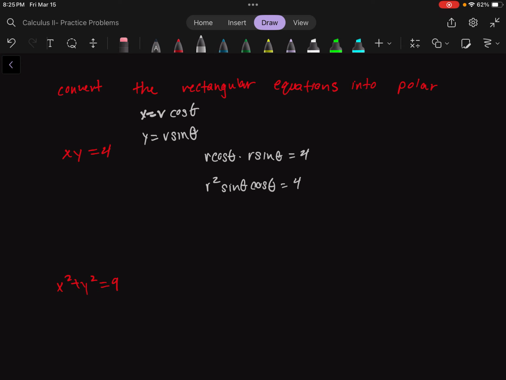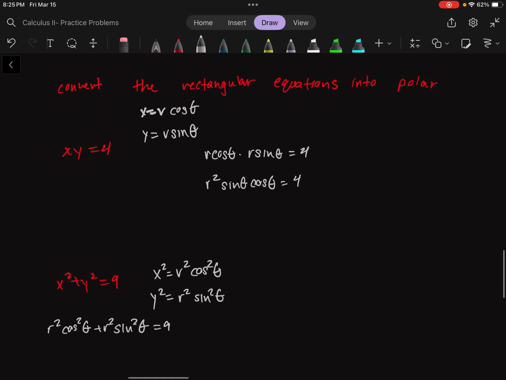How about this one? What about x squared plus y squared equals 9? Well, we know that x squared equals r squared cosine squared theta. Isn't this the equation of a circle? So we're going to have a cool result here. y squared is r squared sine squared theta. So x squared plus y squared is r squared cosine squared theta plus r squared sine squared theta, equal to 9. We can leave it like that.